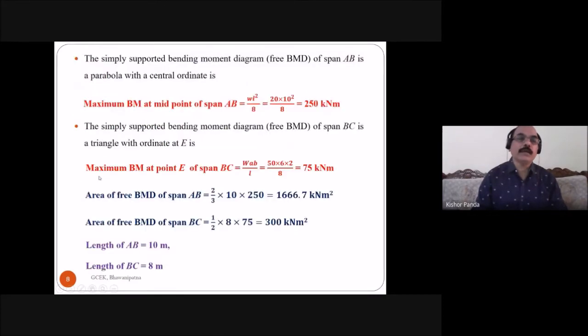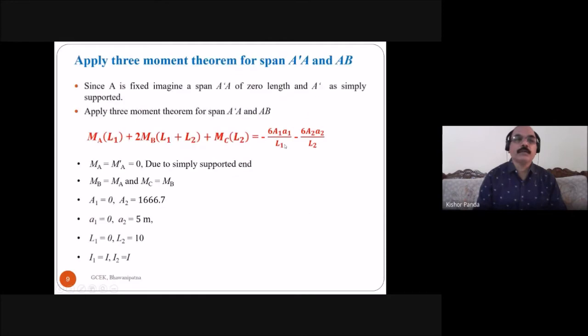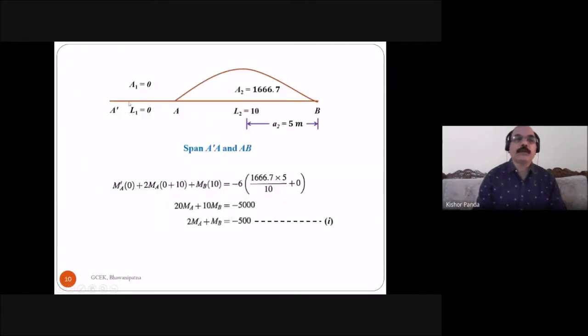And here, this is A dash A and AB, so first you apply it to these two spans. Here MA is equal to MA dash, MB is equal to MA, and MC is equal to MB. MA dash is 0 due to the simply supported end. This is a 0 span, there is no loading.